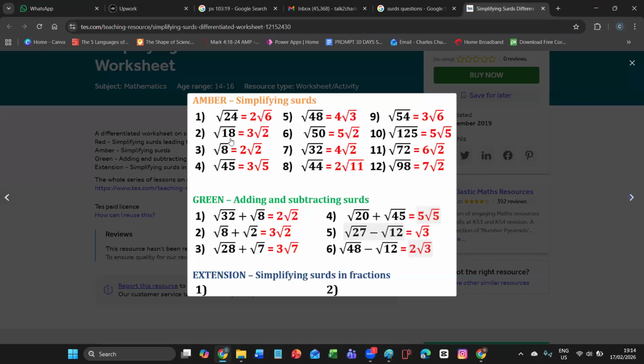Look at number 3. Number 3 is sod 8. I'm sure you can see clearly that 8 is 4 times 2. And by the time you now express the square root further, square root of 4 is 2, right? Yes. And that's how it came to 2 sod 2. Okay, let's do number 4.